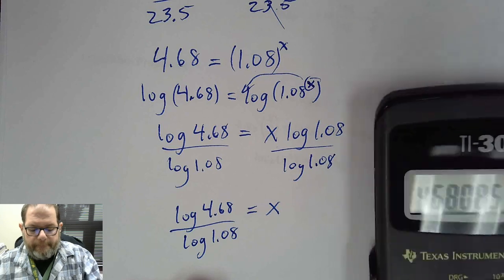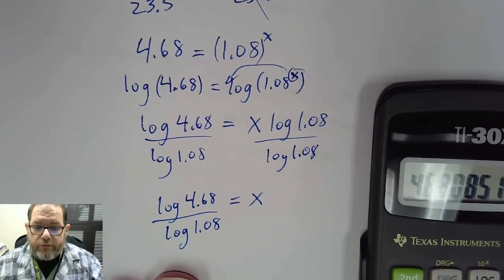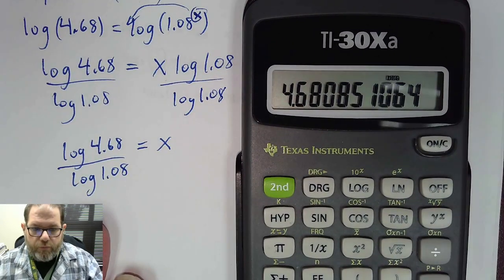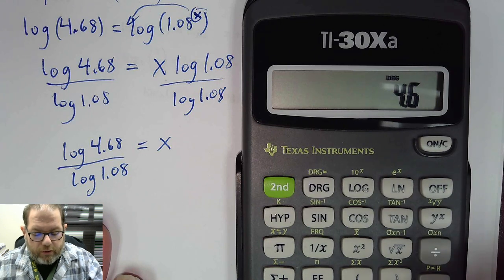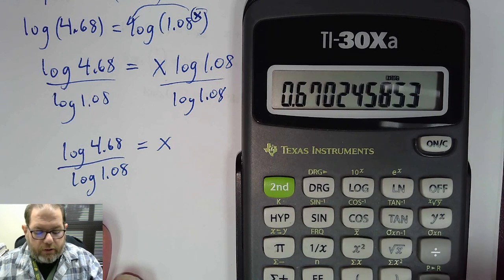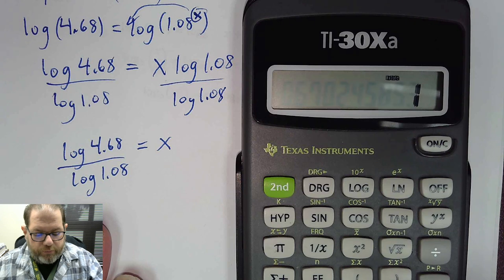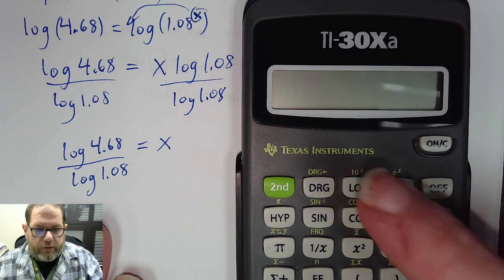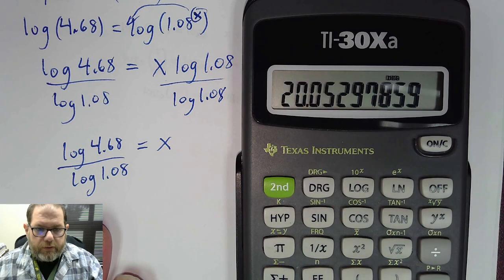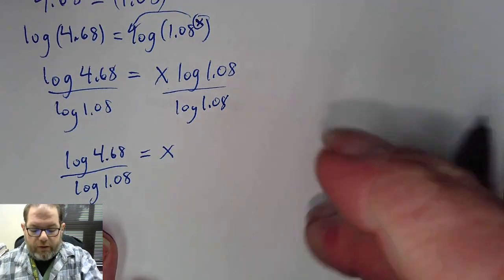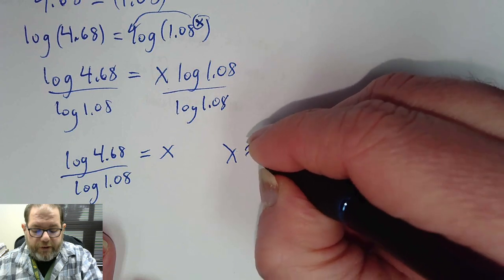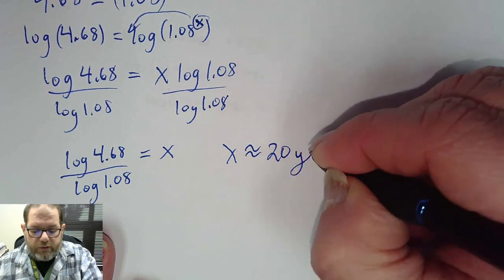Okay. So now let's just calculate this result. We have log of 4.68 divided by log of 1.08 equals. We see there it's just over 20, 20.05. So I'm going to say x is right about at 20 years.